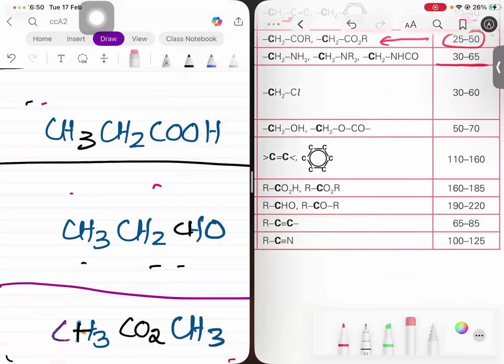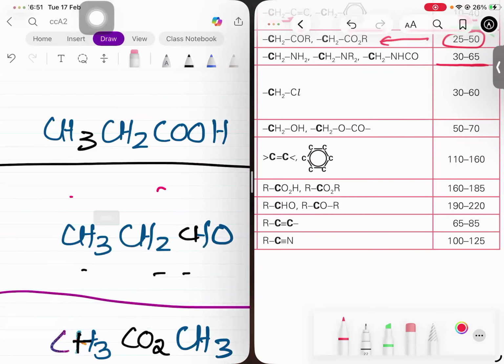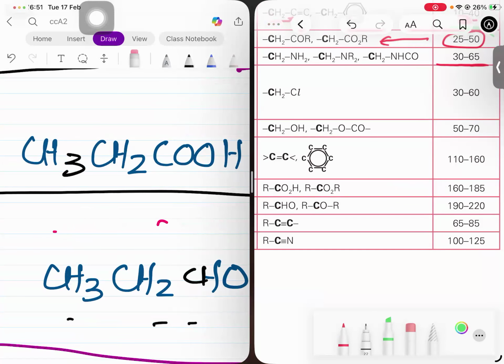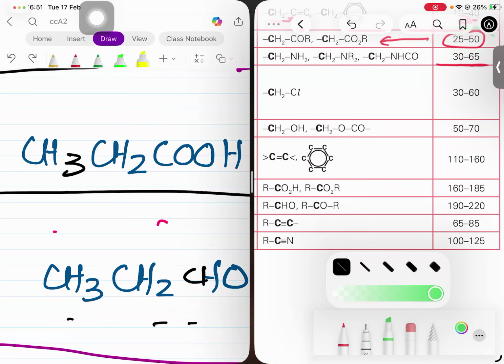Okay, now how many peaks for this compound? This compound contains 3 carbons. How many peaks for this? 3 peaks? Because the neighboring carbon has 2 hydrogens, so n plus 1, so 3 peaks.